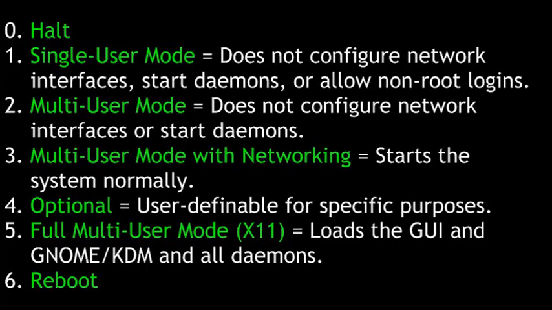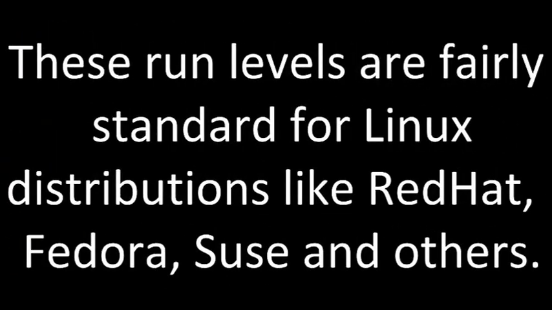4 is optional, user definable for specific purposes. 5 is the default in most Linux distributions. It's full multi-user mode with X11, so it launches X Windows, loads the graphical user interface, and GNOME or KDM and all daemons. And finally, 6 is reboot. The run levels are fairly standard for Linux distributions like Red Hat, Fedora, SUSE, and others.